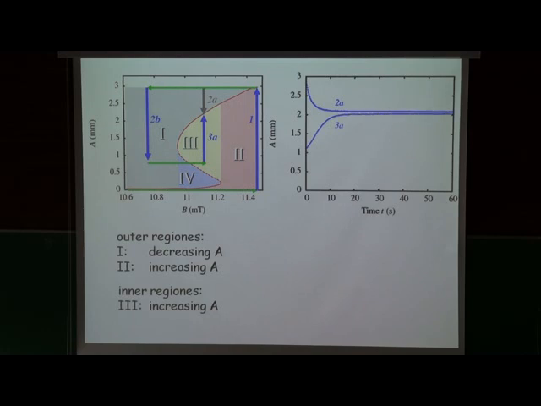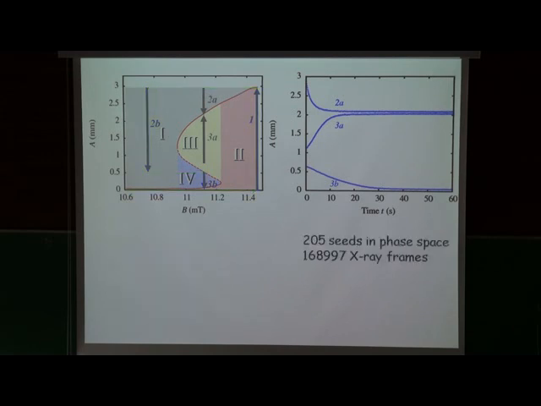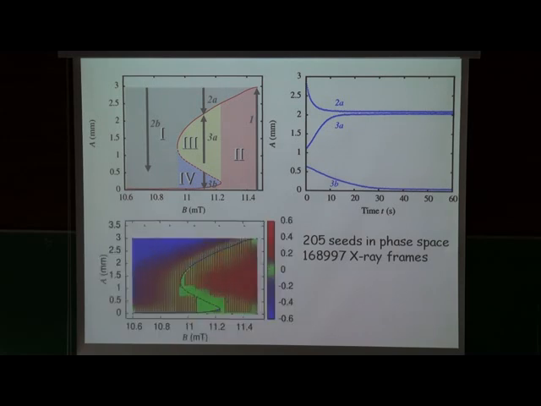So nice, that works. But you also might want to go into regime 4, where the pattern should decay to 0 once again. You go up, you go down, and then you wait a little longer, and then you jump into this range, and this is what is expected, and this is what you observe. Now, this has been done not only for 3 values, but for 205 seeds in the phase space, recording altogether about 170,000 X-ray frames, and that is the outcome.